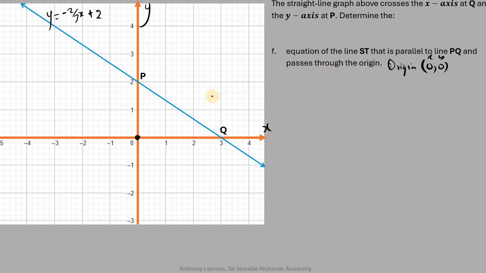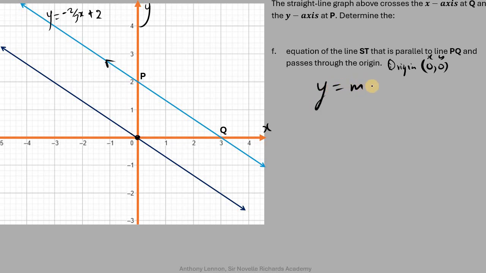Okay, and here we have another line now, ST, that's going to be parallel to the line PQ, and it passes through the origin. So if it's going to be parallel to this line PQ, then it's going to be sloping the same way. But notice that it says it passes through the origin, so it's going to look similar to the line PQ, just that it is passing through the origin. And they will never meet because they're parallel. Right, so this will be line ST. Okay, so this is our line ST, and they want the equation of that line.